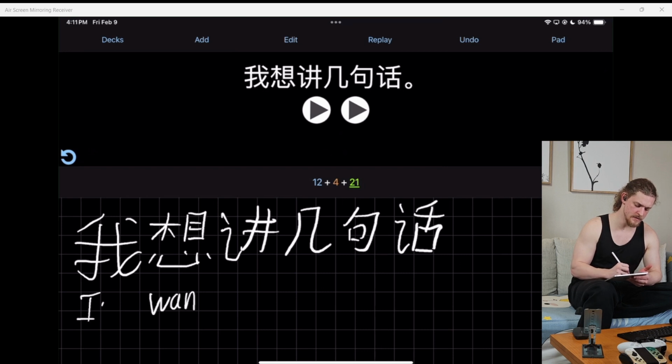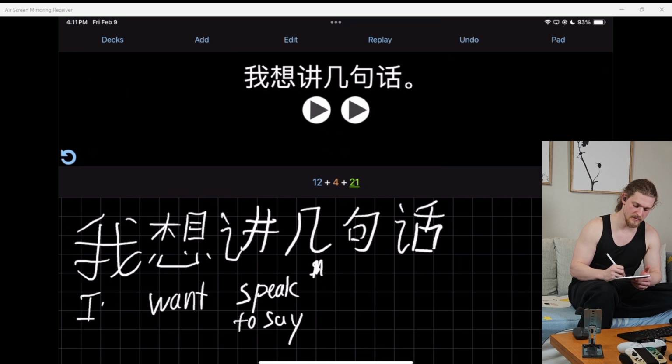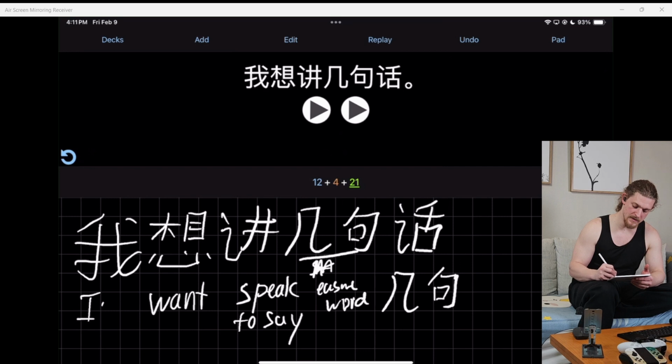想 is want, 讲 is to speak. 我想讲几句话。It's like, I want to say, to speak or to say. 几 is being used as a measure word here. 句话。几句 is some sentences. 我想讲几句话 means I want to speak forth a sentence.